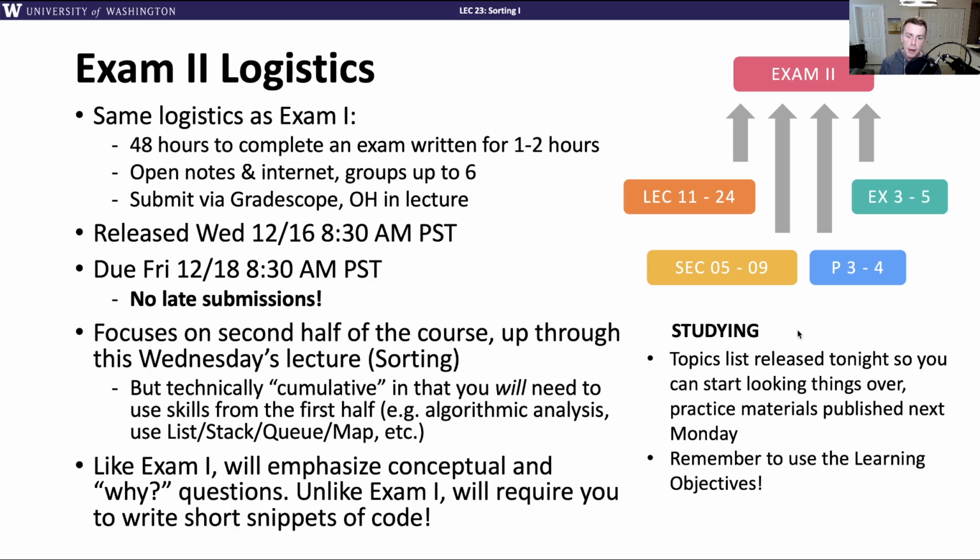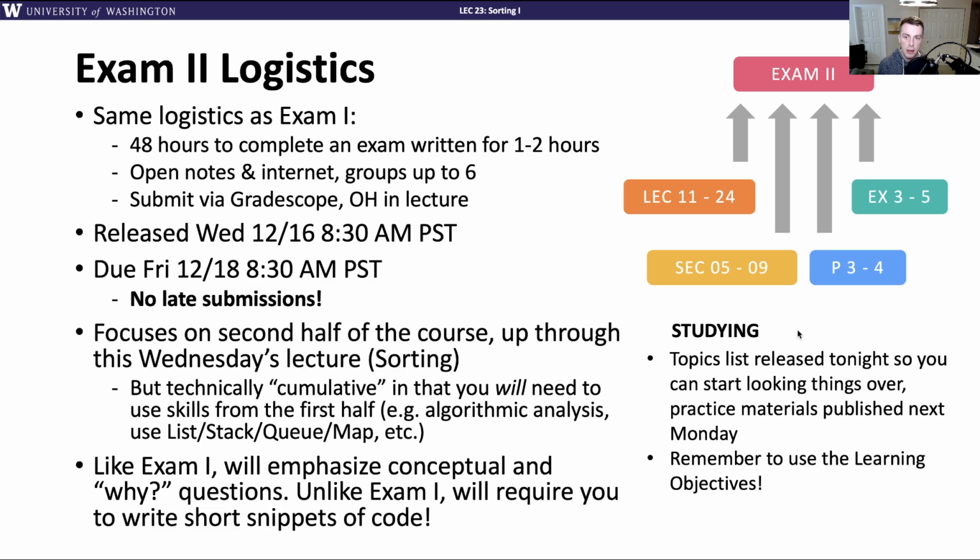So when you're thinking about studying, I would look into lectures 11 to 24. Those are all the lectures that came after we said, this is everything that's on Exam 1. That's starting way back when we talked about B trees and memory, and then going all the way up to this week where we talk about sorting. So sorting is the last topic that we're going to have on the exam. And then we have the corresponding sections, and project 3 to 4 and exercises 3 to 5 will all be good things to look for.